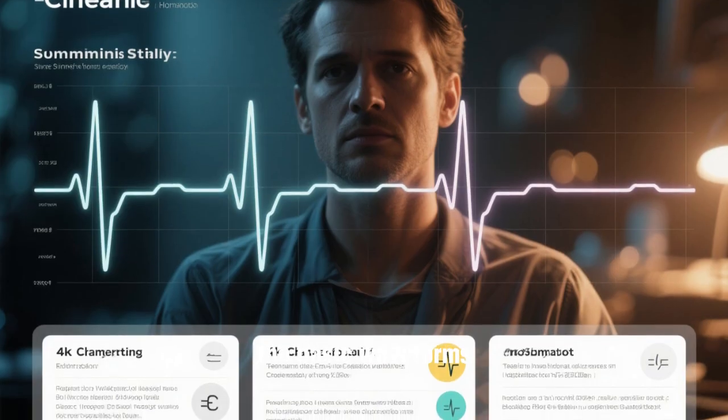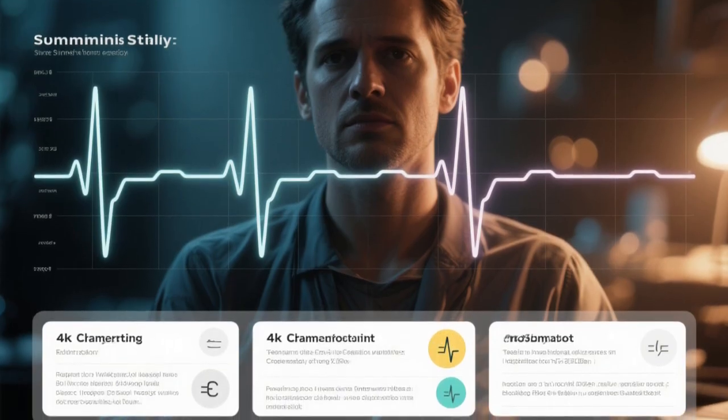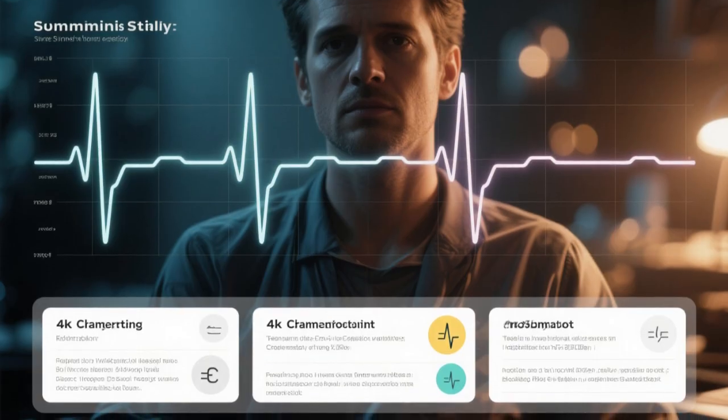We've covered the fundamentals, from the basic waveforms to a systematic approach for interpretation.